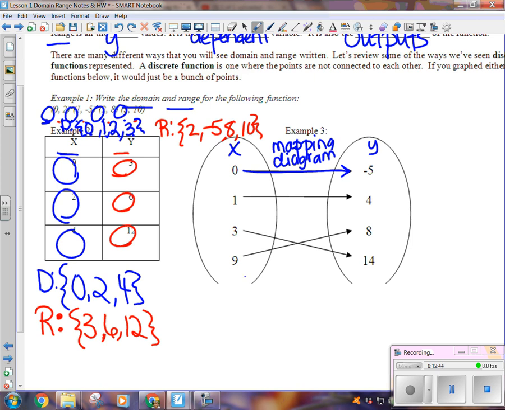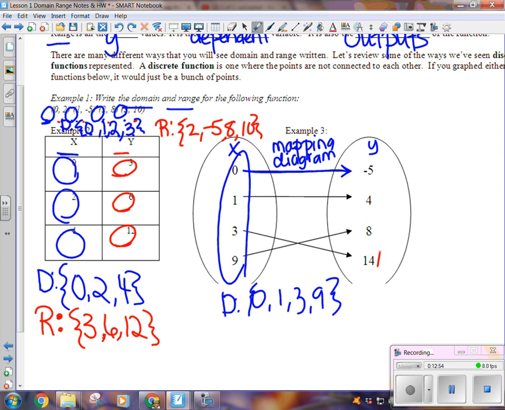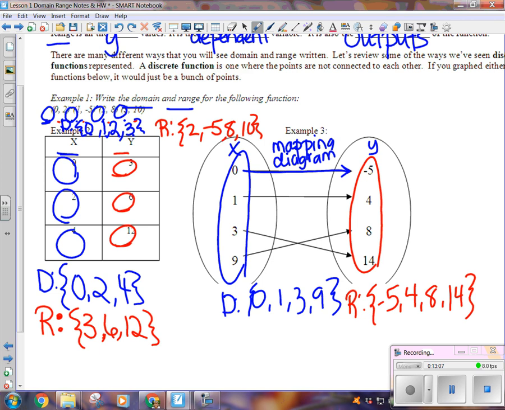Does everybody see that all of these numbers would be in the domain? 0, 1, 3, and 9. Put braces around those. All of these numbers would end up being listed in my what? Hopefully you knew that was range: -5, 4, 8, and 14. Now at this point I hope you're thinking, boy, this is too easy to be Math 2. And it kind of sort of is. It can be that simple.